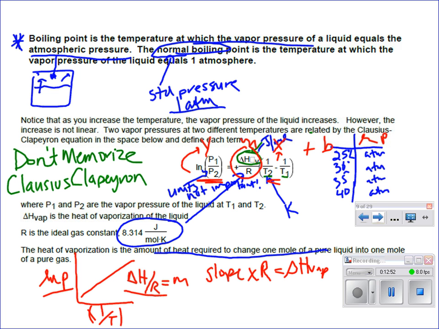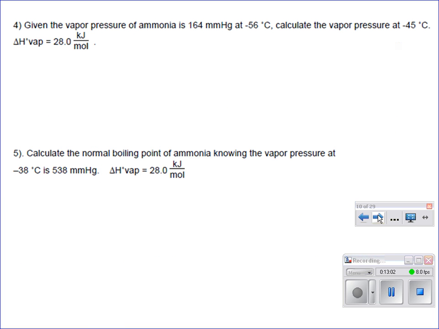But the problems we're going to do, we're just going to do 2 points. The lab is for multiple points. So let's turn to the next page and apply the 2 points to each of these. Let me rewrite the equation on this page. It's ln P1 over P2 is equal to delta H of vaporization over R times 1 over T2 minus 1 over T1.